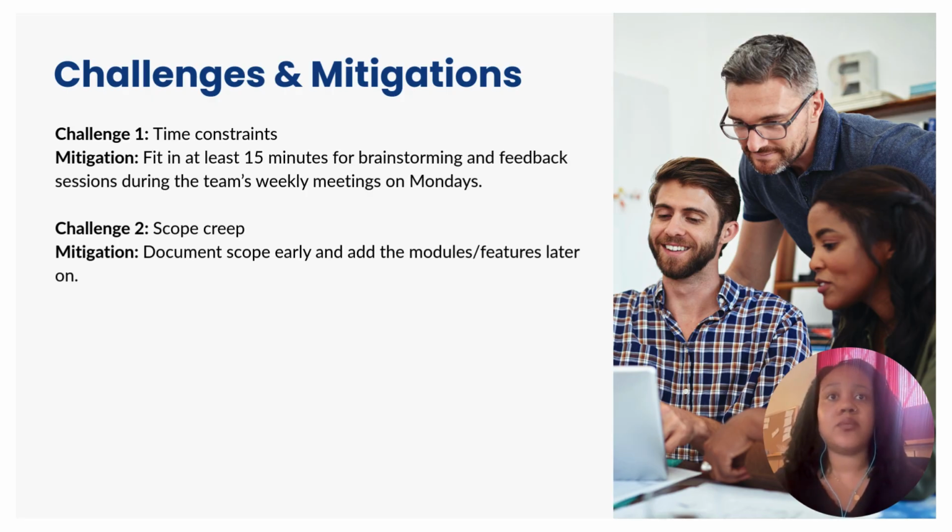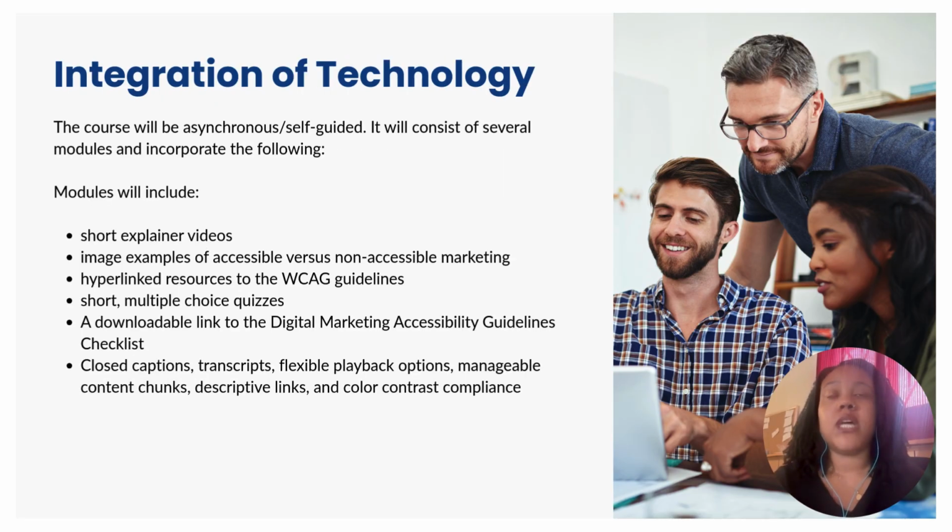For the second challenge, we have scope creep, which means that members may ask for additional modules or features to the course. So, a way to mitigate this is to document scope early in the process and add the modules or features later on. As far as integrating technology into this course, the course will be asynchronous or self guided, and it will consist of several modules and incorporate short explainer videos, image examples of accessible versus non accessible marketing, and accessibility features like closed captions, flexible playback options, and descriptive links, among other things.